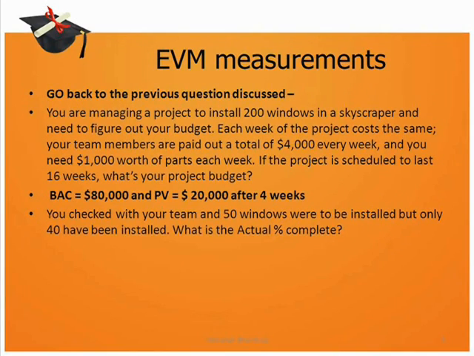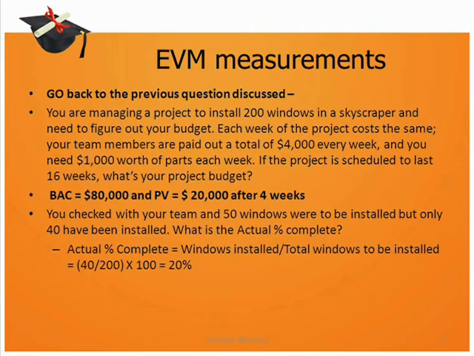Let us now develop further on the same numerical and add another question to it. So the question is that you are 4 weeks into your project and you check with your team and they say that 50 windows were to be installed but only 40 have been installed. So what is the actual percentage complete?